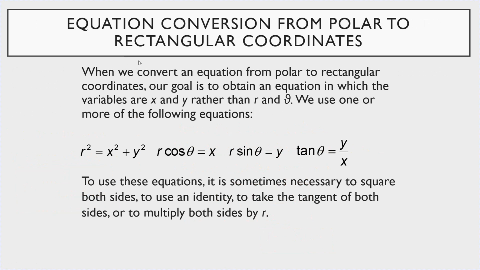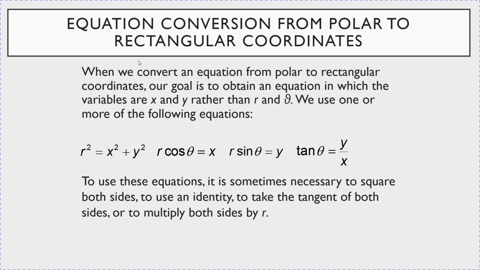Now, this is where we're going to spend a lot of time. I have 4 examples of this so you can see. This is converting from polar to rectangular. When we convert an equation from polar to rectangular coordinates, our goal is to obtain an equation in which the variables are x and y rather than r and theta. So we want to get rid of r and thetas. We just want everything in terms of x and y. And we're going to use one or more of the following equations to do it.